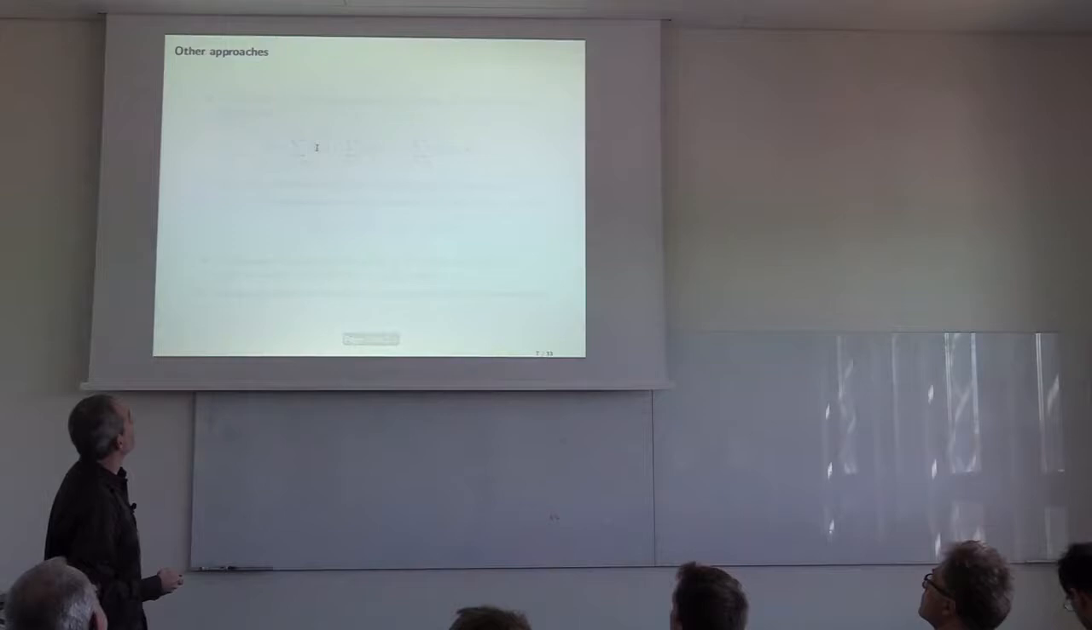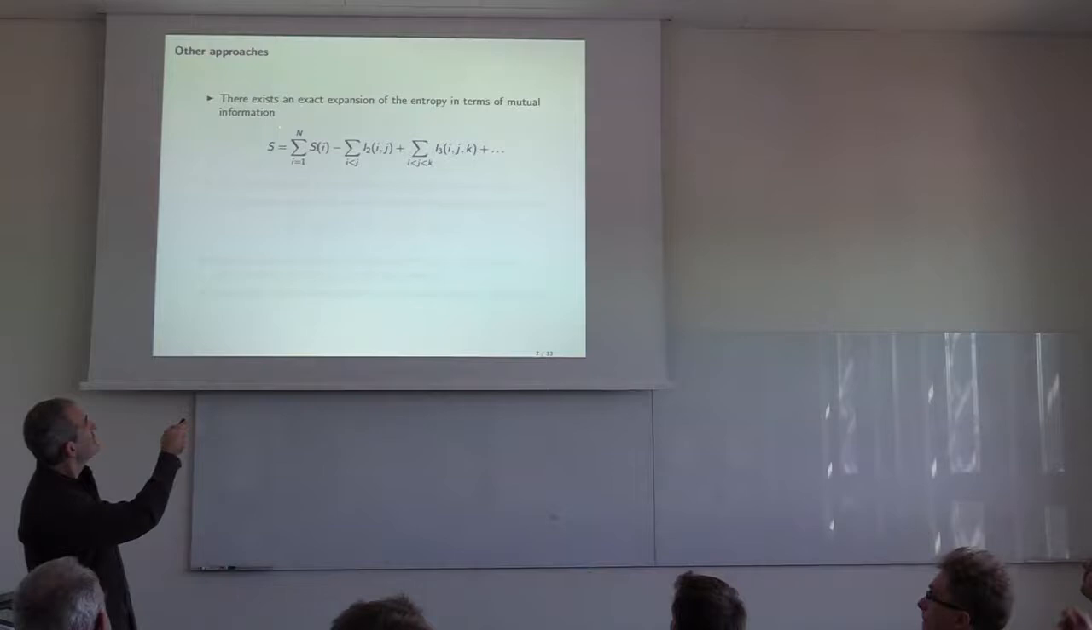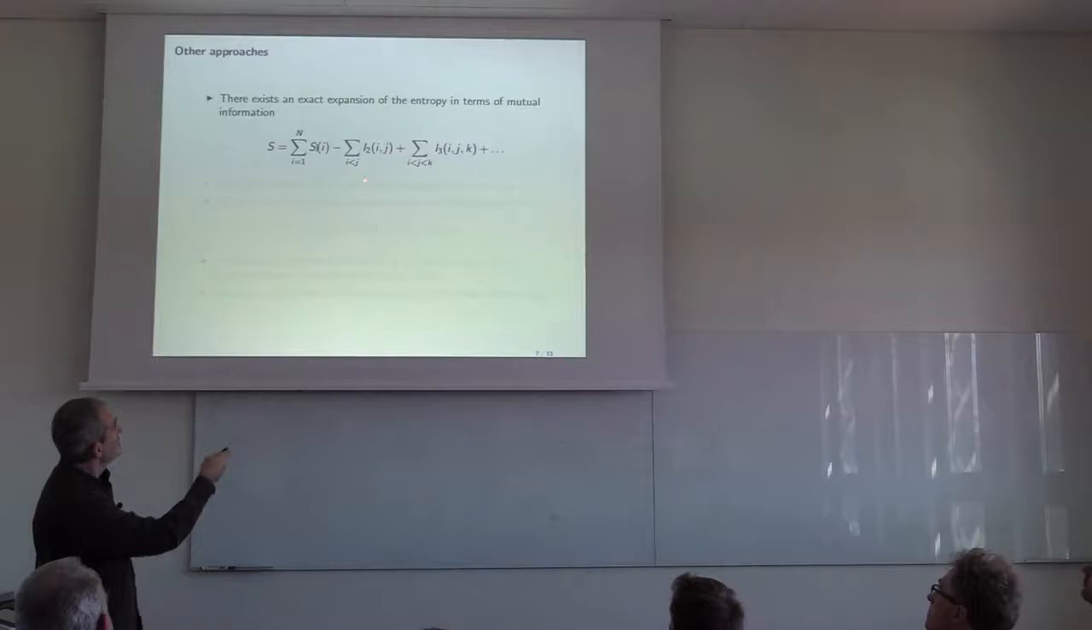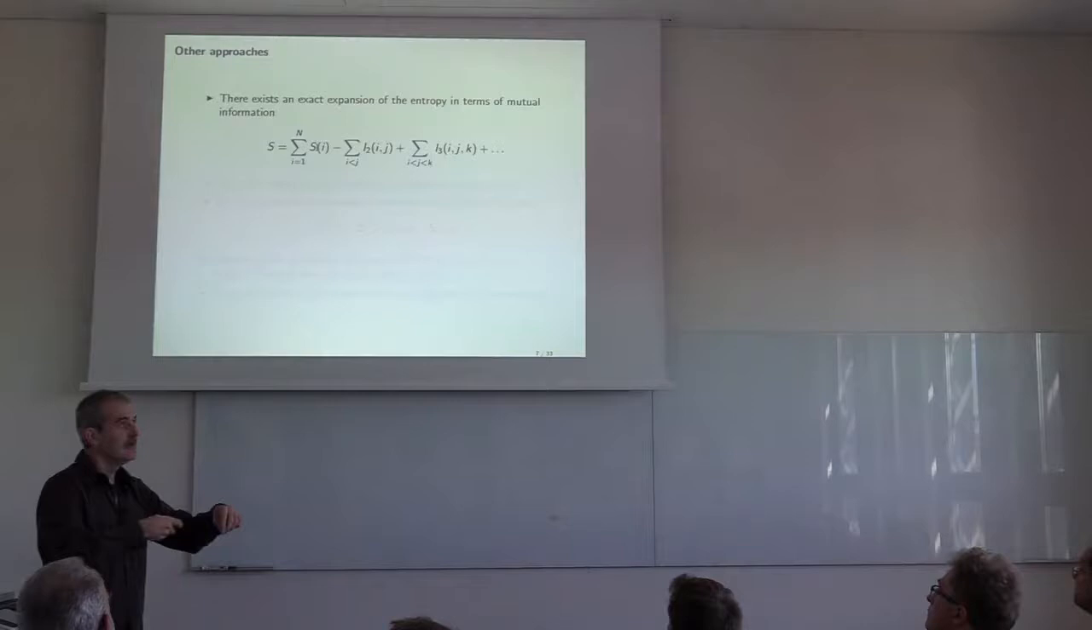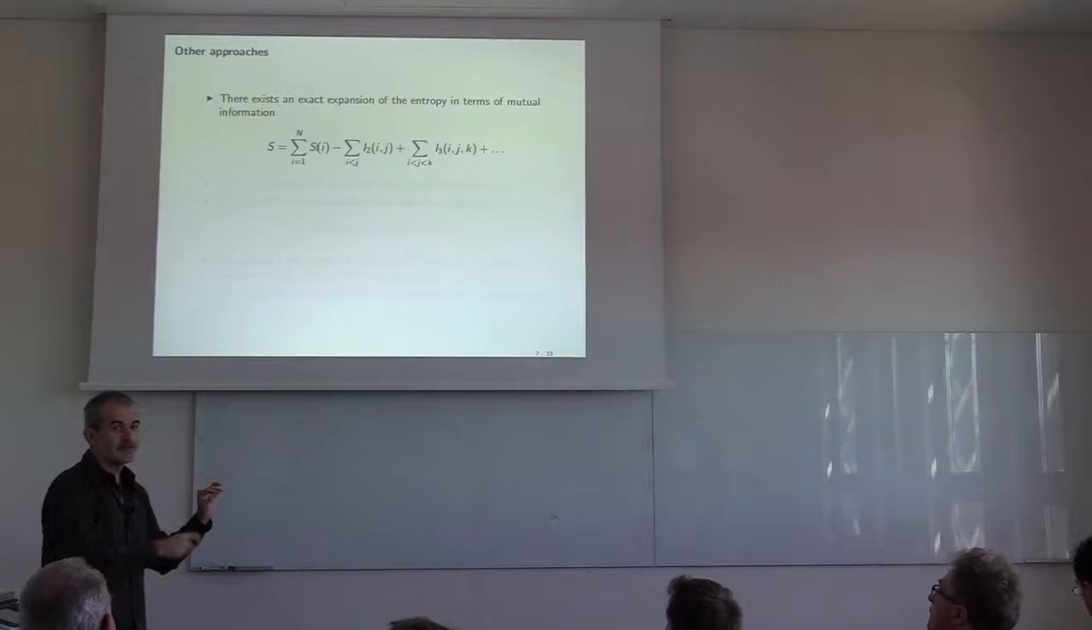Now, there's another method which seems to be nice and very promising. There's an exact formula, so one can expand the entropy as a sum of the entropies of the individual spins and then subtract a correction coming from mutual information between pairs of spins, and then add triple mutual information and higher ones. So this formula, as it stands, is exact. If we would be able to compute each of those terms individually, then we would be fine.